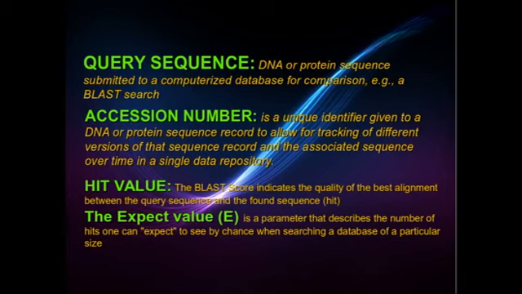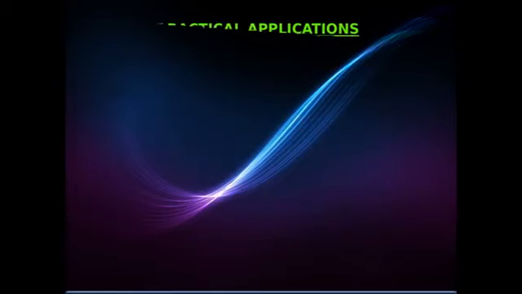So we have the E value. The BLAST score indicates the quality of the base alignment between the query sequence and the found sequence. So you will understand that. As we go, the expect value is a parameter that describes the number of hits one can expect to see by chance when searching a database of a particular size. You will also understand what this expected value is when we begin to do the practical applications.